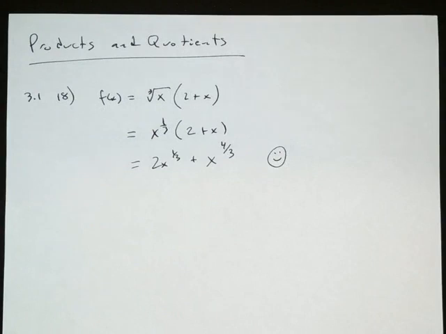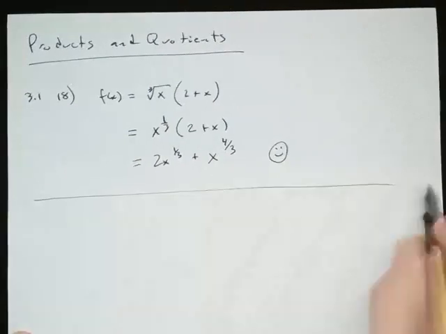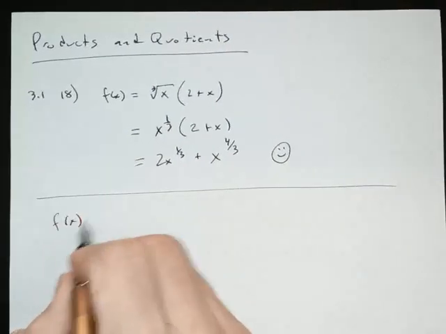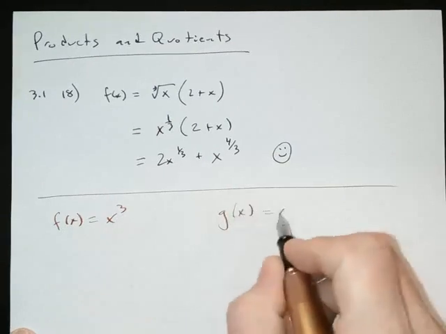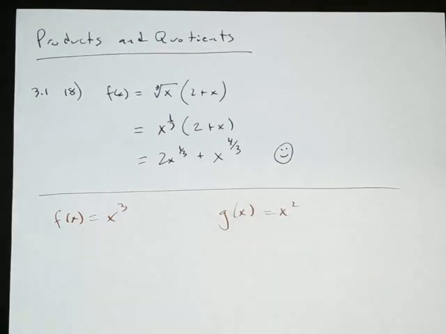But if I want to treat these separately, I run into an issue. I think this example is a little harder to work with. So let me do this. Let's consider these two functions. f of x is x cubed, and g of x is x squared. I know how to take those derivatives.